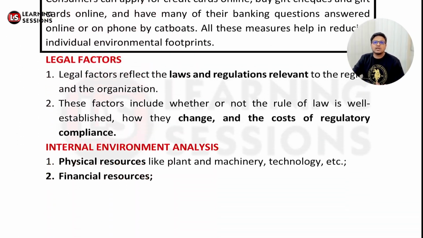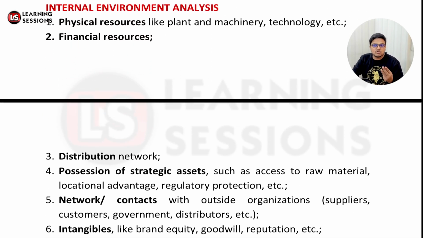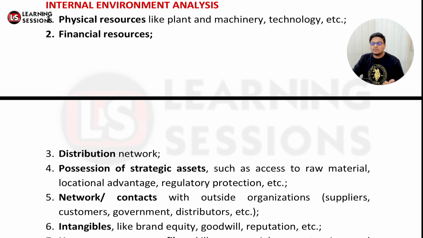Further, it's related to what? It's related to internal environmental analysis. In internal environmental analysis, it's related to your physical resources like your plant, machinery, technology, your financial resources. It could be related to distribution network, and further to possessing strategic assets. Let's say how you acquire the raw material, what is the location advantage available to your company, what is the regulatory protection available to your company. It could be related to the network or context that you're having.